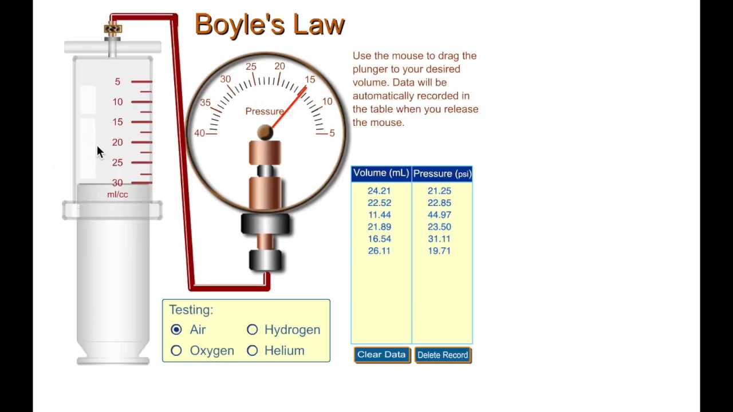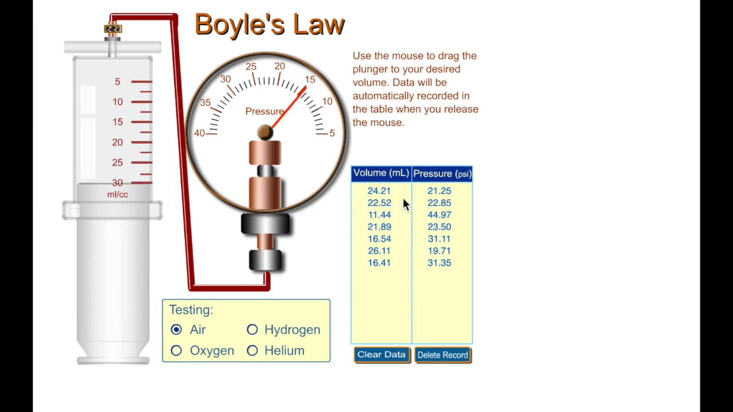Here we have air trapped inside a sealed syringe, so no air can enter or leave the syringe. As the plunger is moved to reduce the volume of the gas, the pressure increases. So decreasing volume results in an increase in pressure and vice versa. This is what we call Boyle's law.